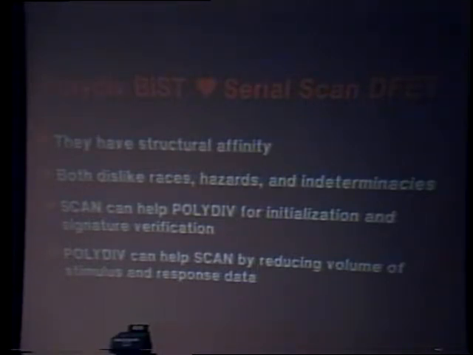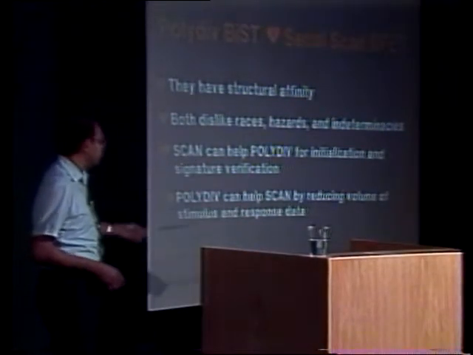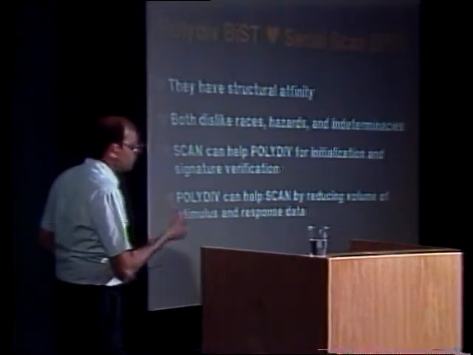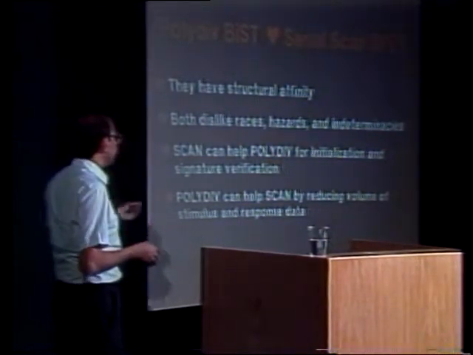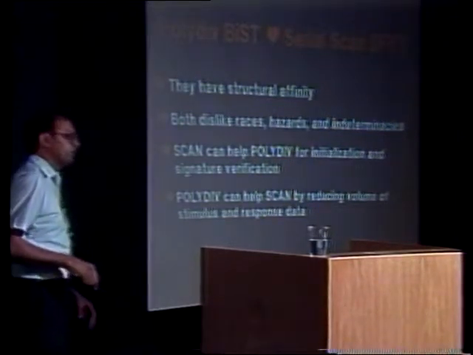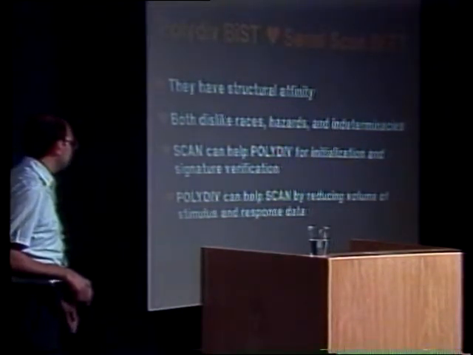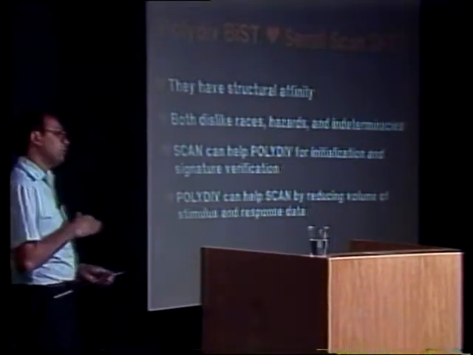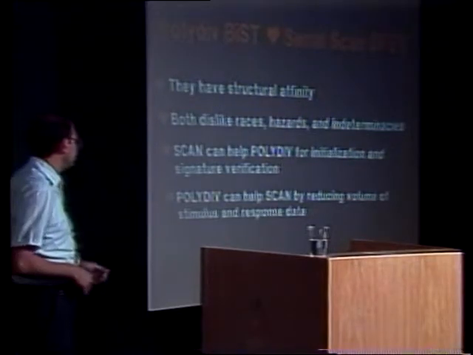Remember, one of the fundamental rules of signature analysis is that your signature must be unique. The signature of the fault-free circuit must be unique. And in order to guarantee that, your circuit should not have any races, critical races, or hazards, or even indeterminacies. Now, they can both help each other in several ways. For example, scan design can help built-in self-test by initializing the linear feedback shift registers. Or, after obtaining the signature, you may be able to use the scan path to dump out the signature.